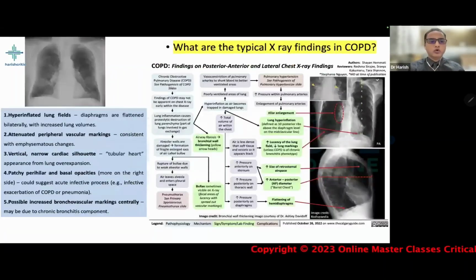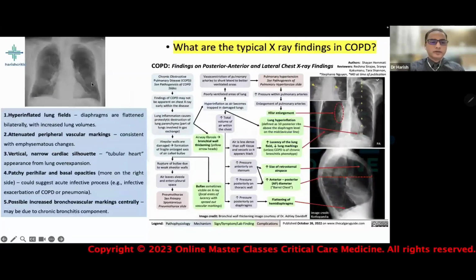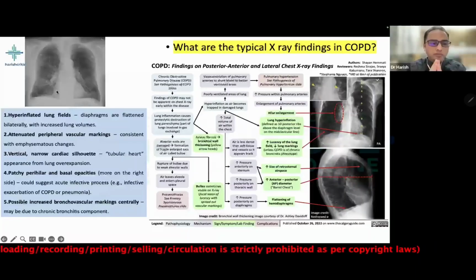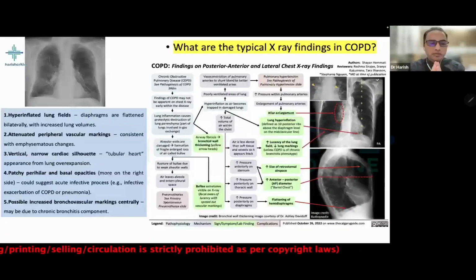Okay, so how to interpret the X-ray? The X-ray shows hyperinflated lung fields. The diaphragm appears flattened bilaterally with increased lung volume. There is attenuated peripheral vascular marking, consistent with emphysematous changes. There is a vertical narrow cardiac silhouette, a tubular heart appearance from the lung overexpansion.